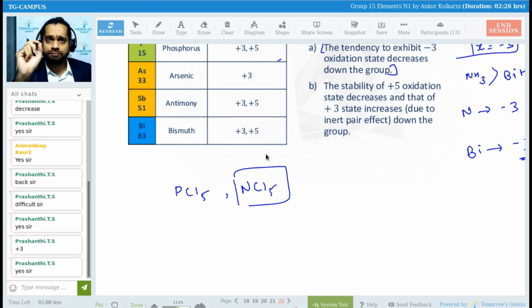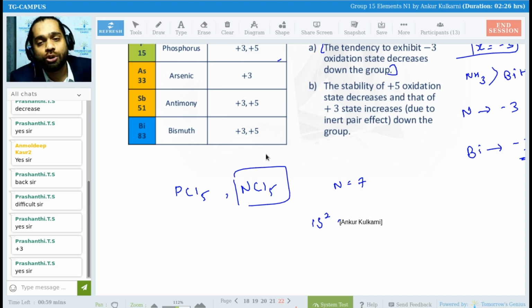Why? In 11th standard you must have learned about VBT in the chemical bond. I do not expect you to remember, but those in the booster batch, I have taught you VBT, the bonding, a little bit. Look over here. Nitrogen, what is the atomic number? It is 7. The electronic configuration is 1s2, 2s2, 2p3.